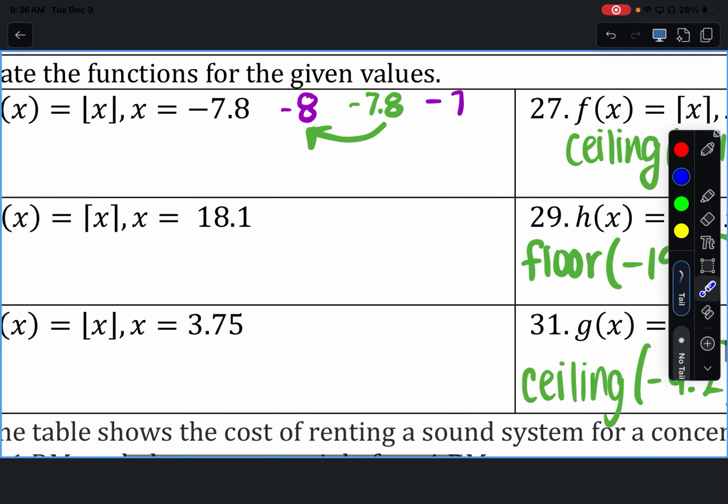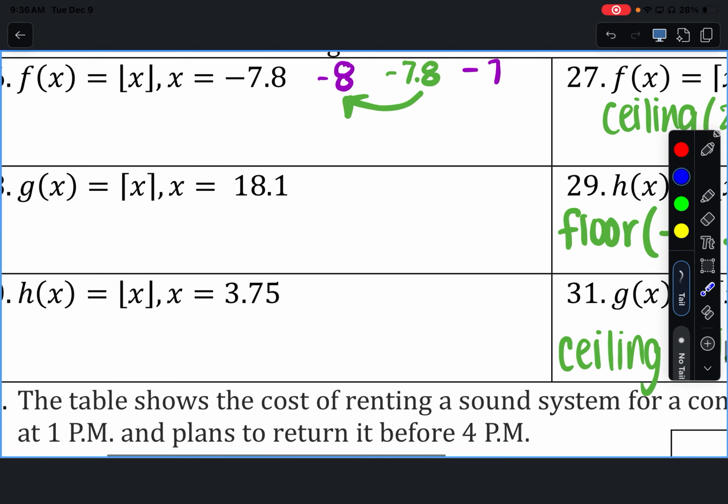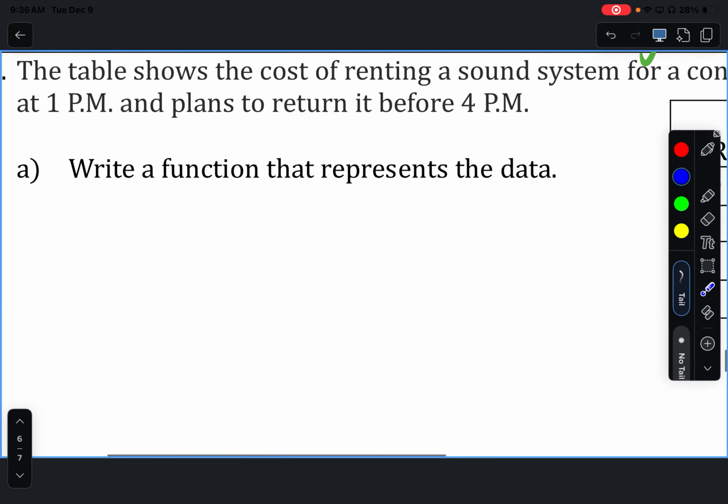But that is the trick. If you are not sure on any of those, put the numbers on both sides of this number and then go, do I go up or down? And that'll tell you your answer. Okay, so now we're going to look at 32.